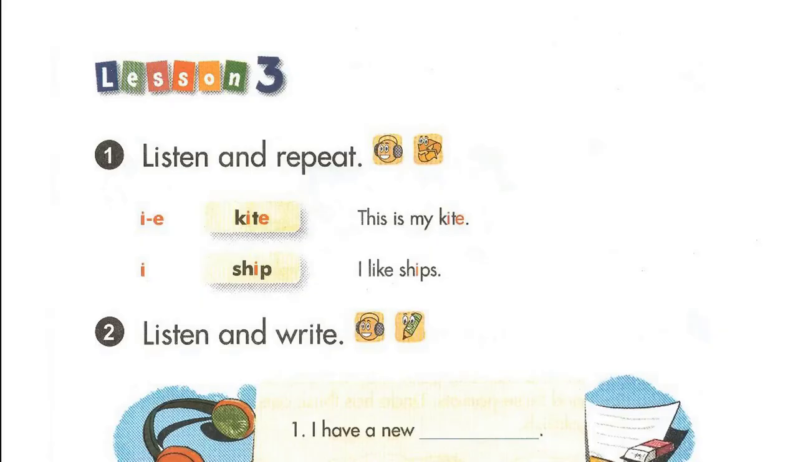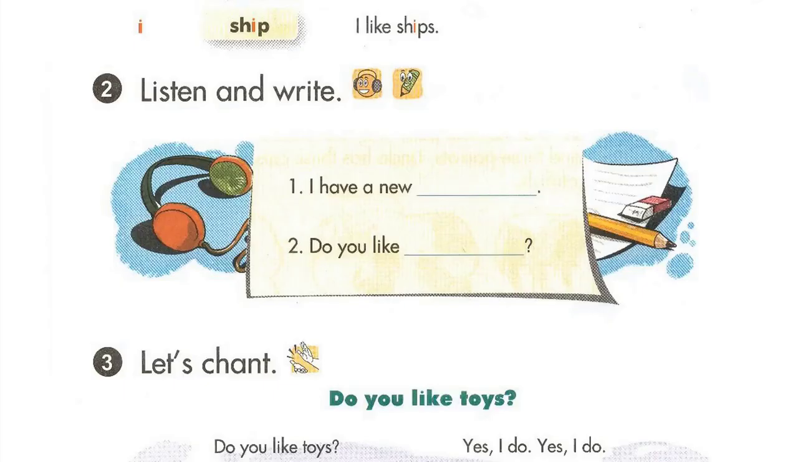Page 50. Lesson 3. Activity 1. Listen and repeat. Kite. This is my kite. Ship. I like ships. Page 50. Lesson 3. Activity 2. Listen and write. 1. I have a new kite. 2. Do you like ships?